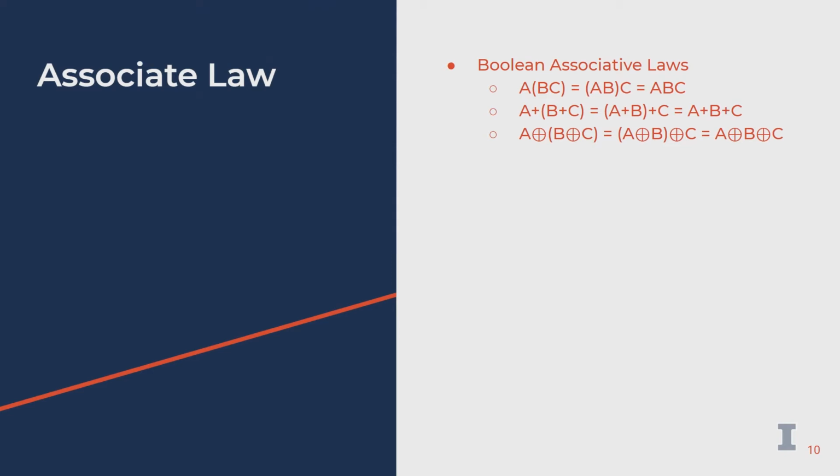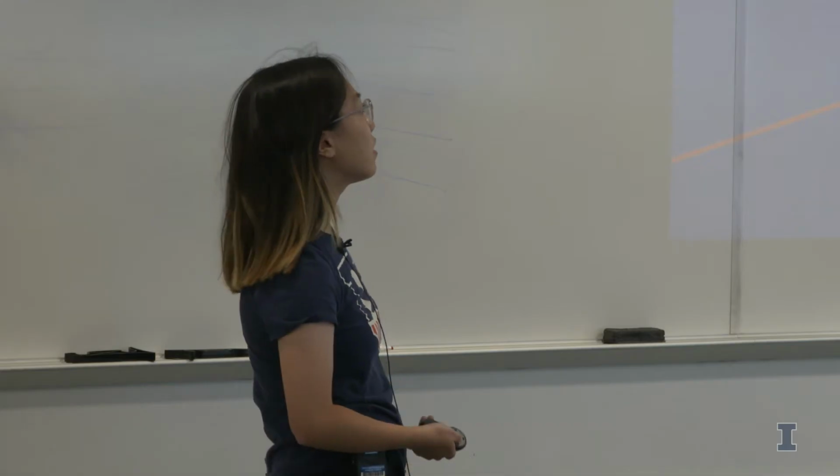For OR, it doesn't matter which order we compare them. As long as one of them is 1, then the answer will always be 1, because the condition for OR is that at least one has a 1. And then for XOR, the same property kind of applies. Only one of the variables can be a 1 in order for the total answer to be a 1.